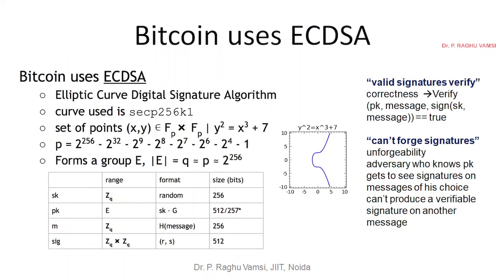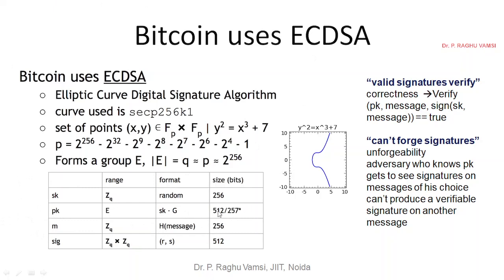Bitcoin uses ECDSA, the elliptic curve digital signature algorithm. The curve used is secp256k1, which is a standard curve. The set of points forms a group of order 2 to the power 256. The secret key is in Zq, a random number of 256 bits. Some random number will be taken as the secret key. The public key is a generator point on the elliptic curve multiplied by the secret key, so it may be around 512 bits or 257 bits. This much length will be taken as the public key.